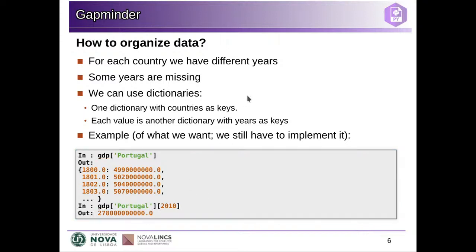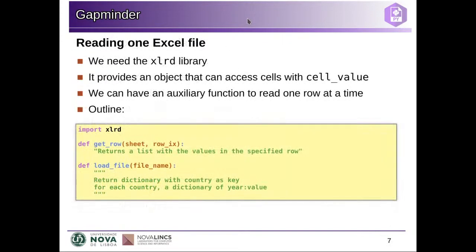And this is the kind of reasoning that you need to do. How are you going to organize the data? Because this determines then how you're going to write the functions to read the data and store it in memory in your program. So let's read one of these Excel files and store the data in these dictionaries. We're going to use this Excel read library, which provides an object that can access the different worksheets in an Excel file, and also the cells inside the spreadsheets and so on. And we're going to break down the function to read the Excel file into two separate functions.